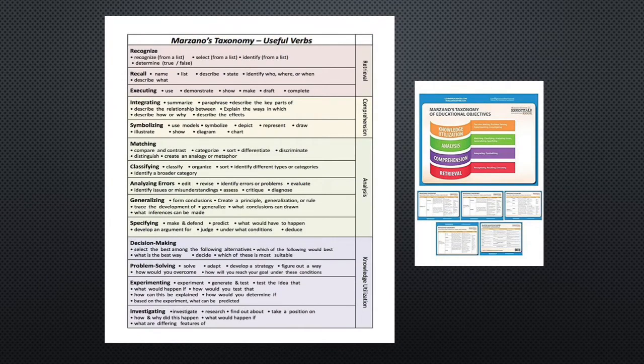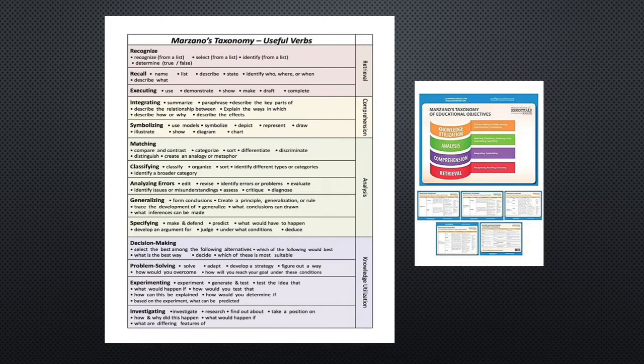A key critical part of unpacking standards is using a taxonomy, such as Marzano and Kendall's Taxonomy of Educational Objectives, in order to identify the level of thinking students must demonstrate. When educators know the topic or content of a standard, but don't pay attention to the verb, which is the level of cognitive complexity required by the standard, they often are keeping instruction and tasks at too low a level, thereby minimizing the chances that students can be successful on questions meant to measure that standard.